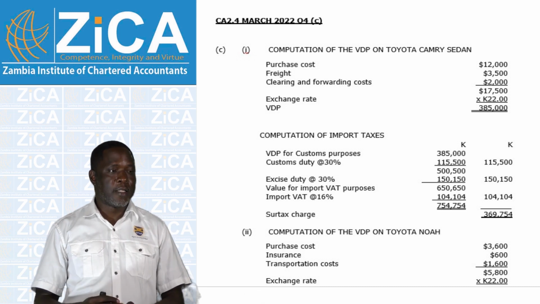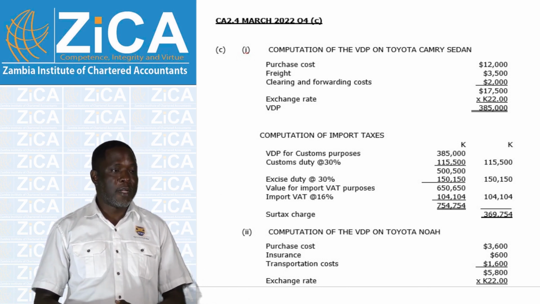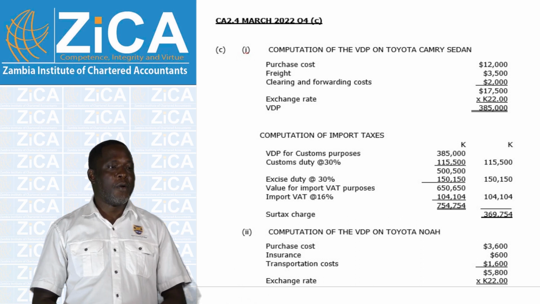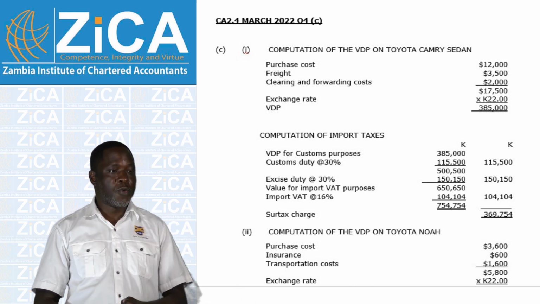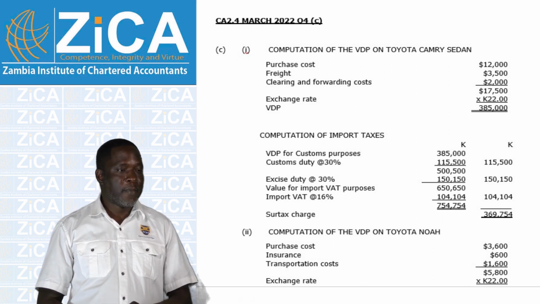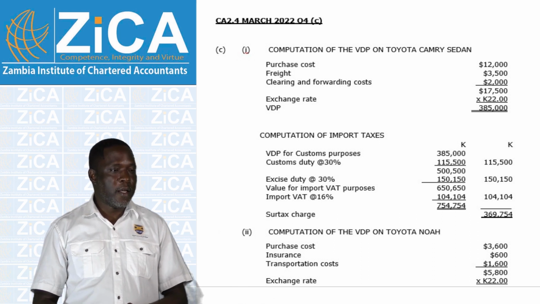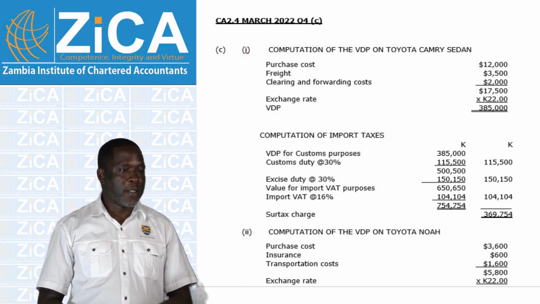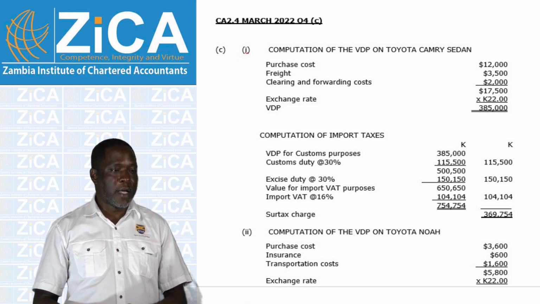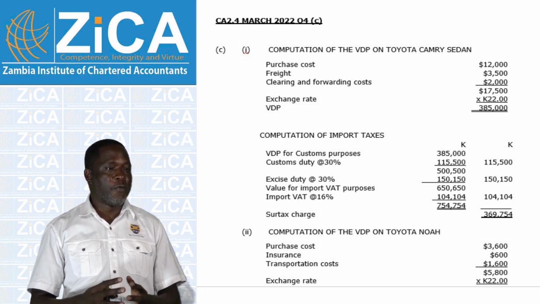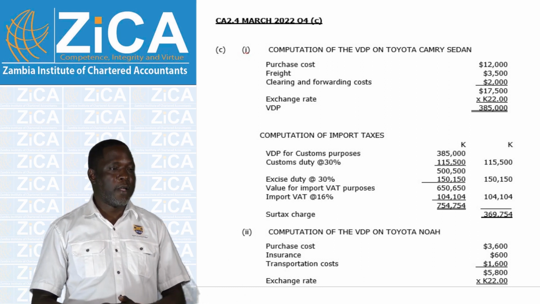So import VAT is the last import tax which is charged on the importation of a motor vehicle. So 16% of 650,000 gives us 104,104. Then we can sum up all the import taxes, starting with the customs duty, which was 115,500, the excise duty, which was 150, and the import VAT, which is 104,104. The total is 369,754 as the total import taxes arising on the importation of the Toyota Camry sedan.